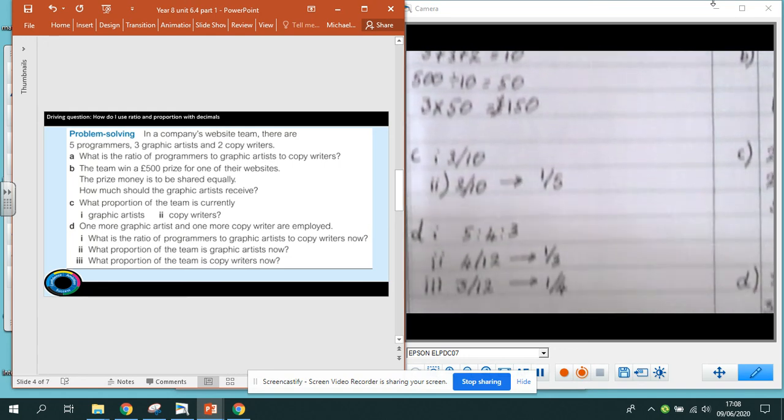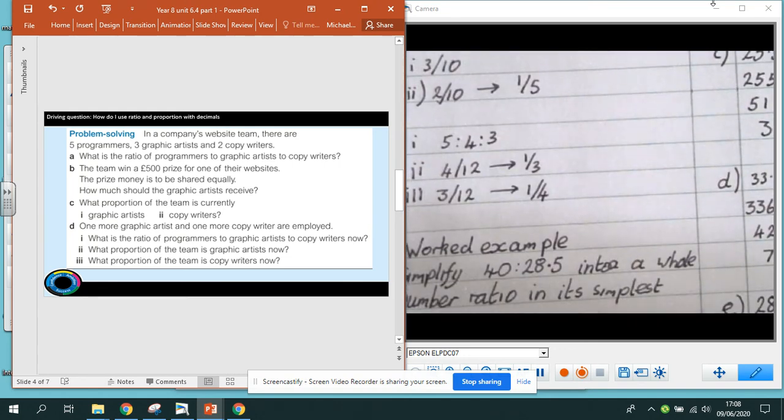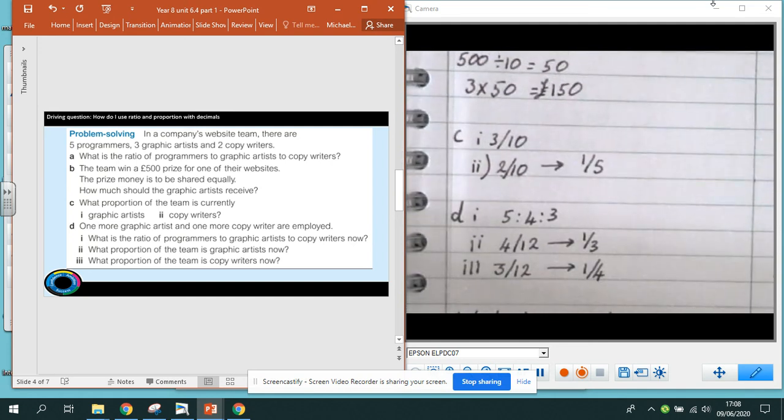Part D. One more graphic artist and 1 more copywriter are employed. What is the ratio of programmers to graphic artists to copywriters now? Well, now we've still got 5 programmers, that hasn't changed. We've added a graphic artist, so now we have 4 graphic artists, and we've added a copywriter, so now we've got 3 copywriters. So now, altogether, we have 5, add 4, add 3, which is 12 people employed.